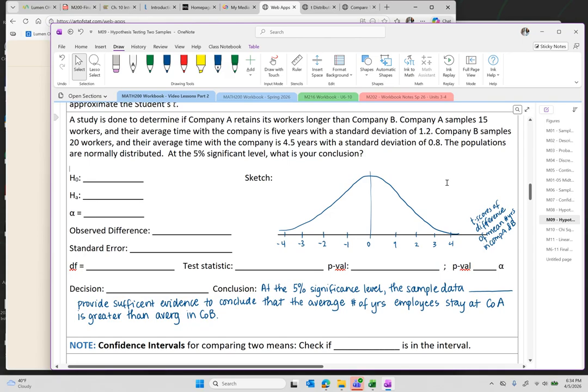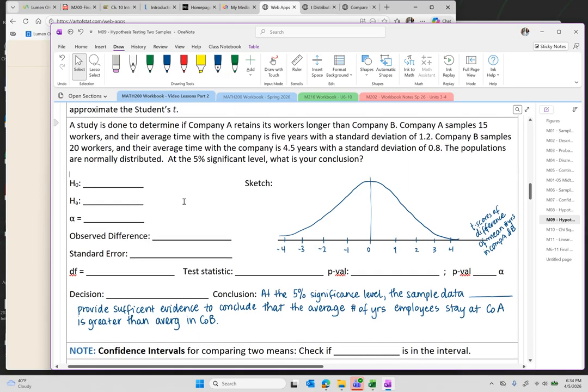We are continuing in the first section of Unit 9 in our Statistics OER course, and we are doing some examples of hypothesis tests for two sample means. So here we have another example.